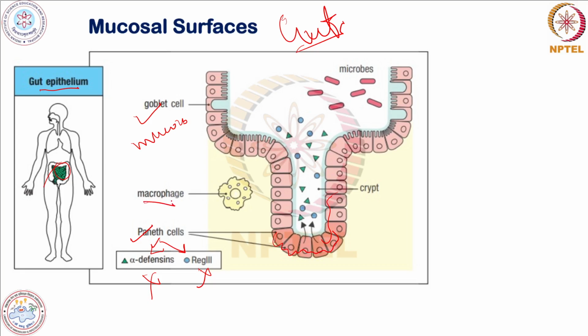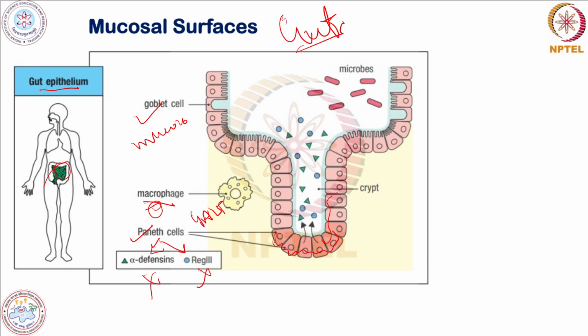And there are also some macrophage cells. We have studied some tissues previously, that is GALT. These macrophages are present in the gut-associated lymphoid tissue. They do phagocytosis, that is, they engulf and destroy the pathogens.